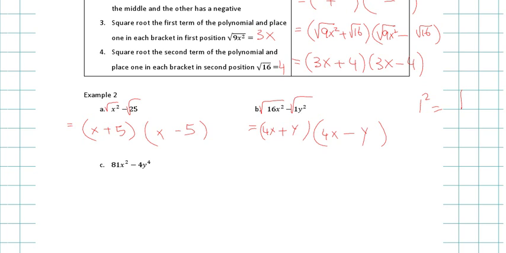Two squared terms, two brackets. 9x. 2y squared. Okay.